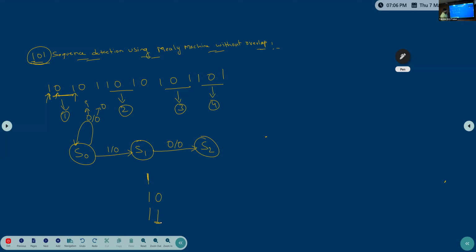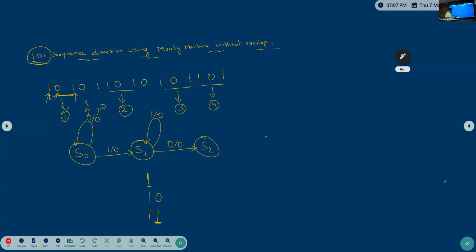When 1 comes, where do I need to go? I check whether this bit matches the sequence. Since it does not match, I stay in the same state, S1. I stay here, same state, with input 1 and output 0.